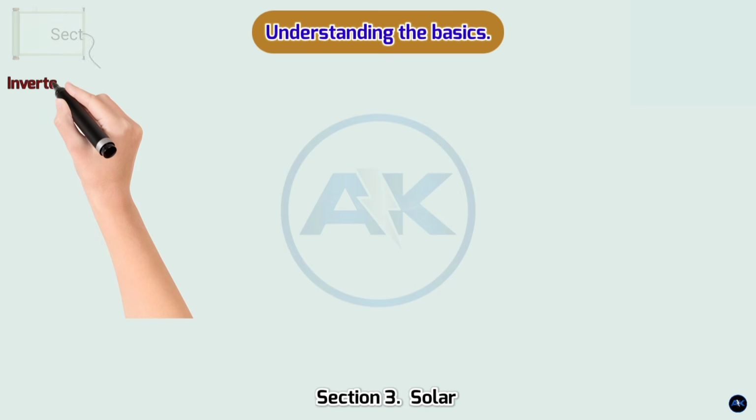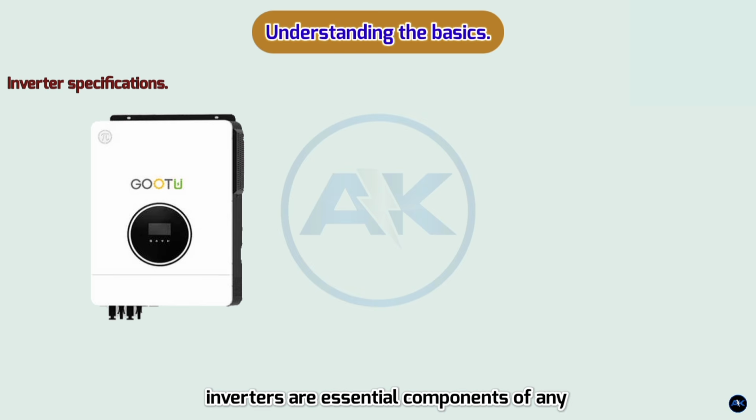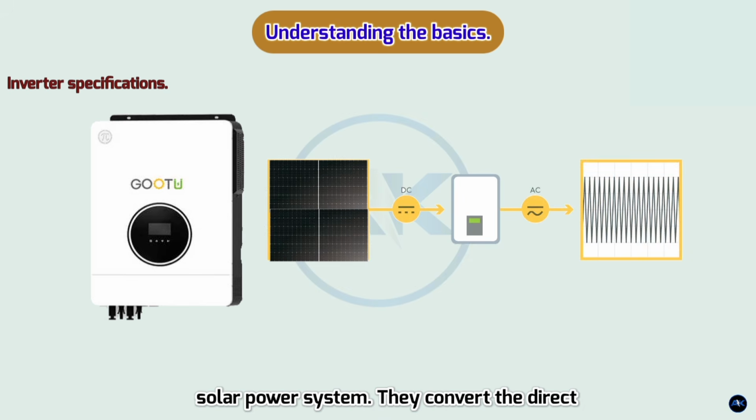Section 3. Inverter specifications. Solar inverters are essential components of any solar power system. They convert the direct current, DC power generated by solar panels, into alternating current, AC power that can be used to power your home or business.